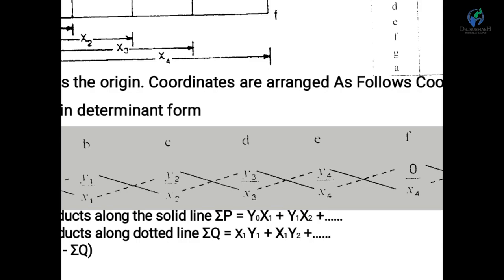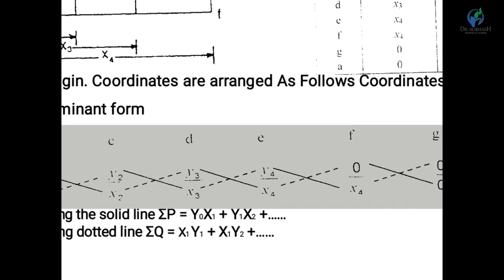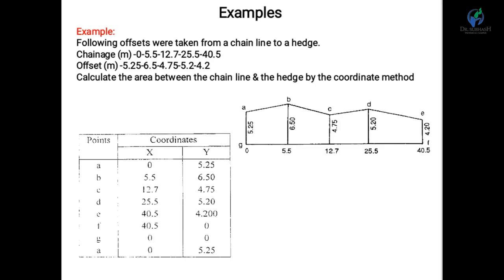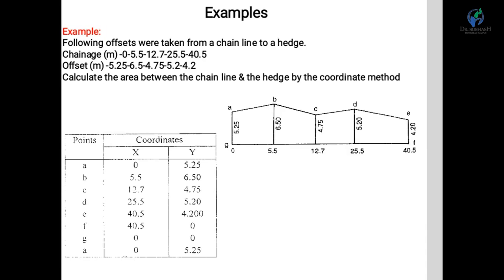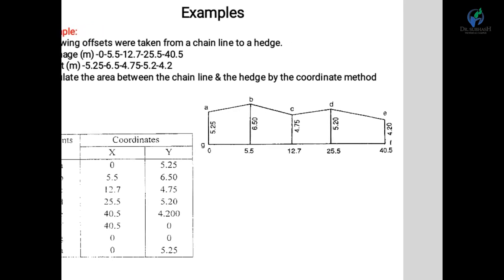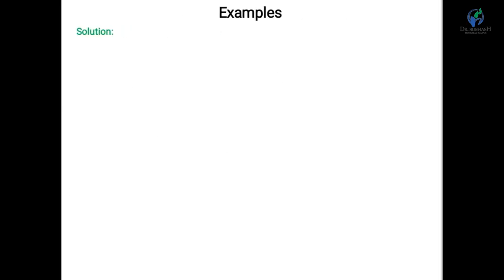Now we take the products of the cross multiplication, sum them, and put them in the area formula. The formula for finding the area using the coordinate method is 1/2 multiplied by the summation of sigma p minus the summation of sigma q. Now in the example of area using the coordinate method, some coordinates and points are given. So we have to calculate the area between the chain line and the edge by the coordinate method.